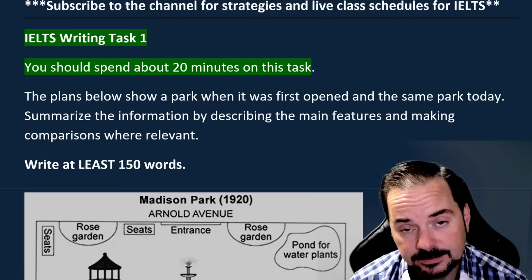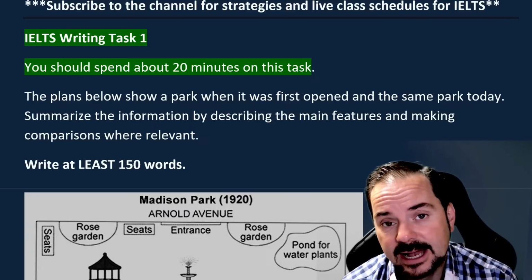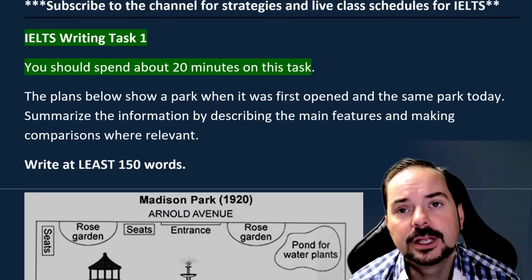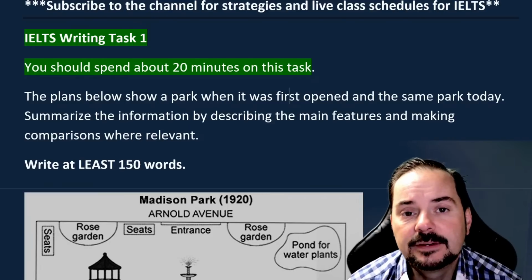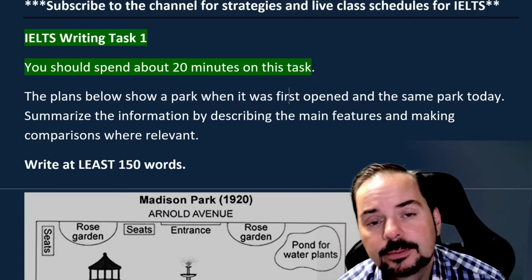Start with task 1. Okay, task 1 should be the easier task as long as you practiced and you know what you need to do. In task 1, you are interpreting and reporting information. And all of the information is in front of you. You just have to use your English to interpret that information.